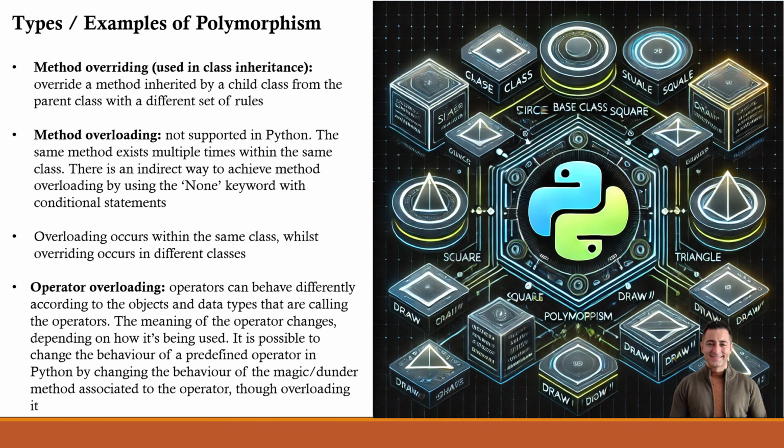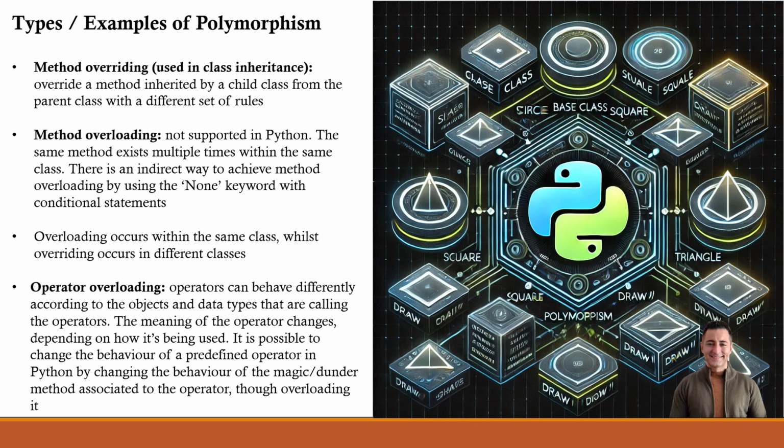And the third way I'm going to cover to achieve polymorphism is using operator overloading. So operators are able to behave differently according to the objects and the data types that are calling the operators. For example, operators behave differently if the data type is a string versus a numeric value, and Python translates the operator to which context it thinks you are using it in. So the meaning of the operator changes depending on how it's being used. So this is operator overloading.